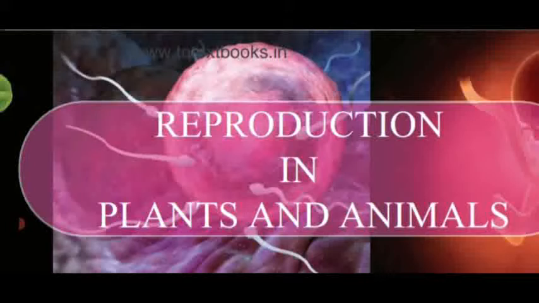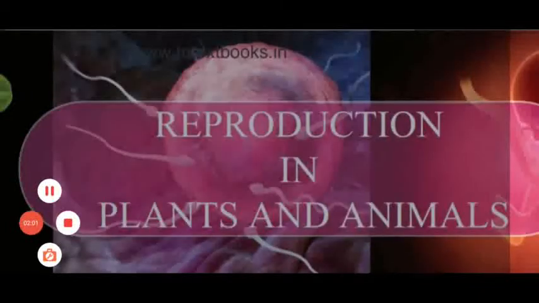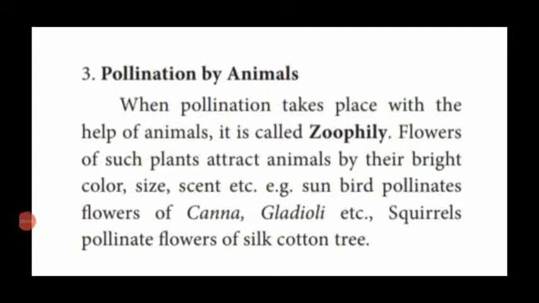Now we are going to see the next topic, pollination by animals, and then we are going to start the reproduction in human beings or animals. Dear students, the next topic is pollination by animals. Animals also carry the pollen grains from one flower to another flower. That pollination is known as zoophily. Zoo for animals, phily means pollination. So pollination by animals is known as zoophily.